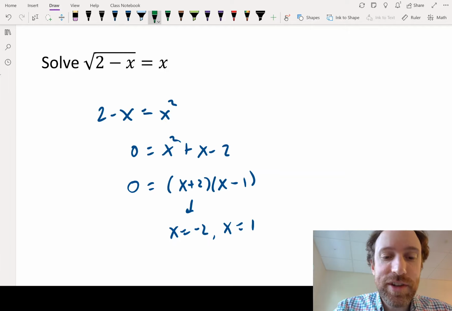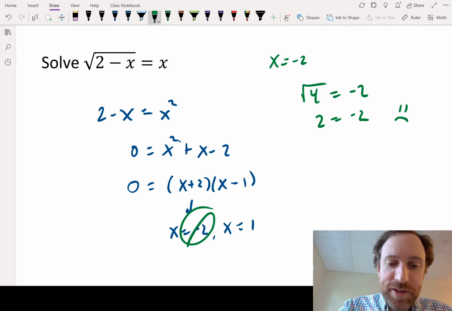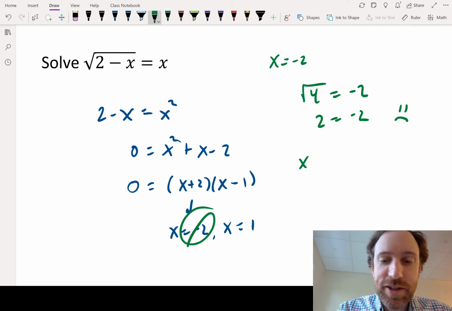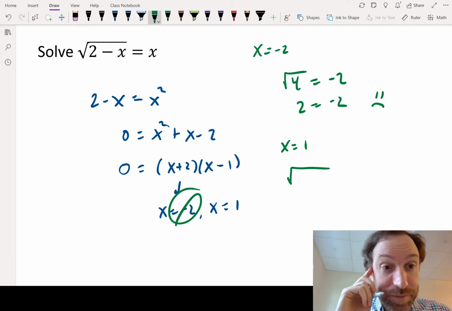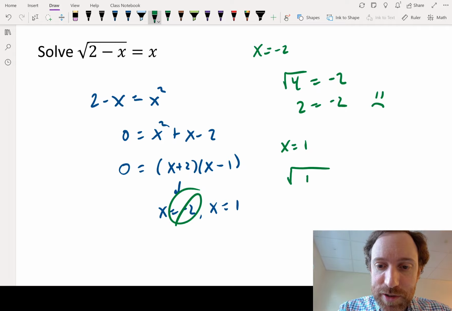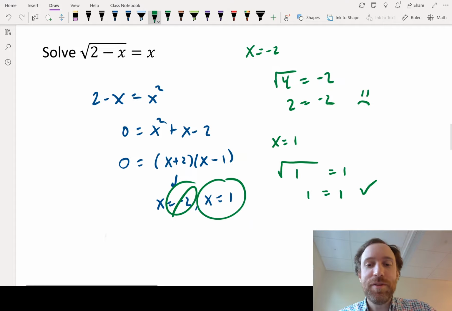Let's check for extraneous solutions. Starting with x equals -2, I get root 4 equals -2. 2 equals -2. Suspicious. It does not work. Let's try x equals 1, and I get square root of 2 minus 1, which is 1, equals 1. This is true. So x equals 1 is the only solution.